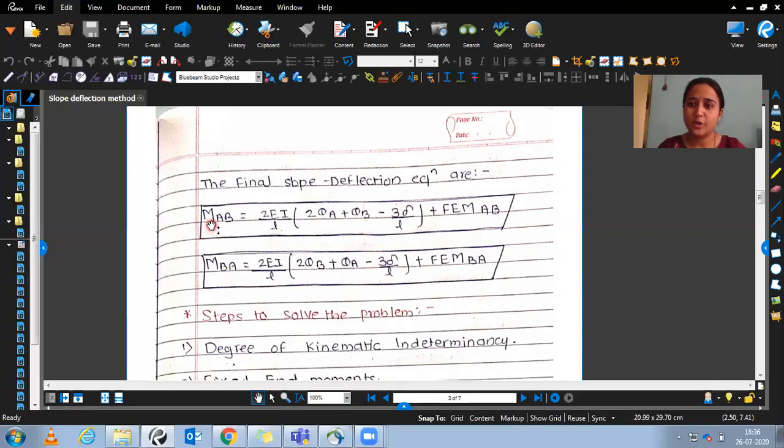Similarly, this is for MAB from A to B, and from B to A there is a little bit of change. Here theta A is replaced with theta B, and FEM AB is replaced with FEM BA. So these movements will be of plus and minus nature. The magnitude will be the same, but the sign convention or nature of movement will be different, clockwise and anti-clockwise. Okay, so these are the final slope deflection equations.